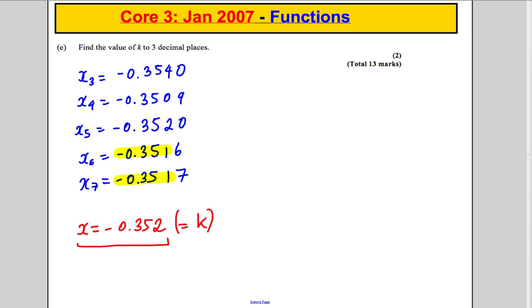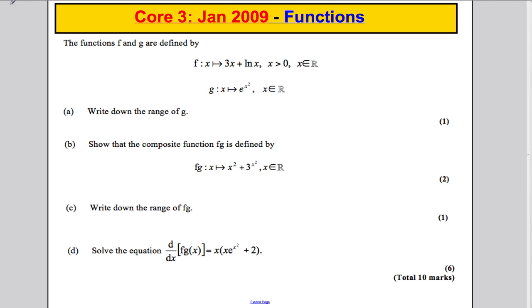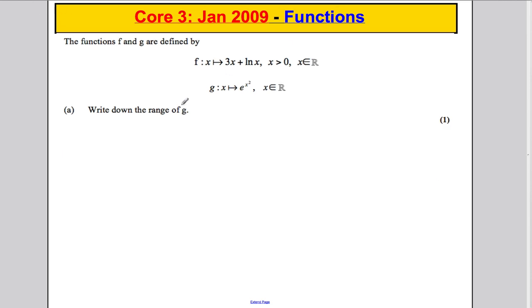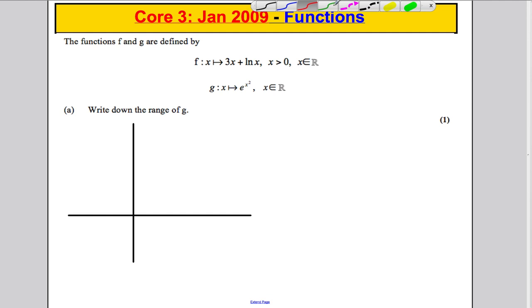Okay, next one. Pause the video, have a go. Okay, firstly we're asked to state the range of g. Now g is e to the x squared. What would a graph of e to the x squared look like? Well, we know the graph e to the x looks something like this, don't we?